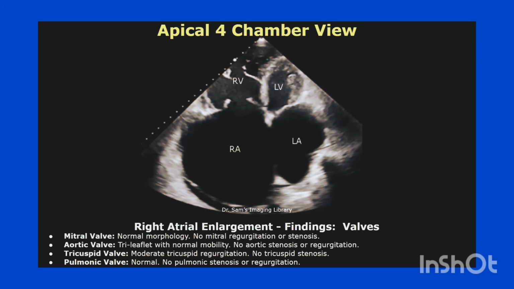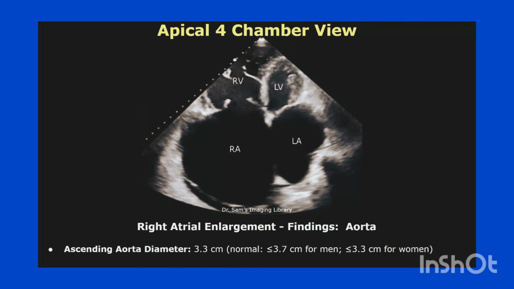Here are the findings of the valves. The mitral, aortic, and pulmonic valves are normal, but the tricuspid valve shows moderate tricuspid regurgitation. There is no tricuspid stenosis. These are the findings of the aorta. The ascending aorta diameter is 3.3 centimeters, which is normal.